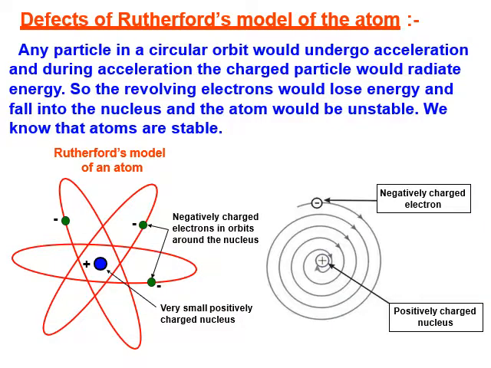Now, defects of Rutherford's model of an atom. According to the theory, any particle in a circular orbit would undergo acceleration, and during acceleration the charged particle would radiate energy. So the revolving electrons would lose energy as they radiate it, and fall into the nucleus. An atom would become unstable. We know that atoms are stable, so Rutherford's model could not explain the stability of the atom, and it was discarded.